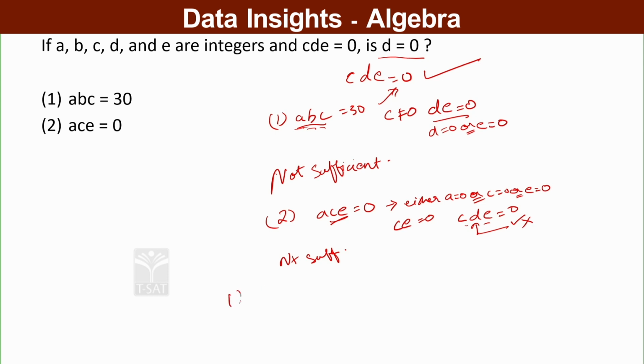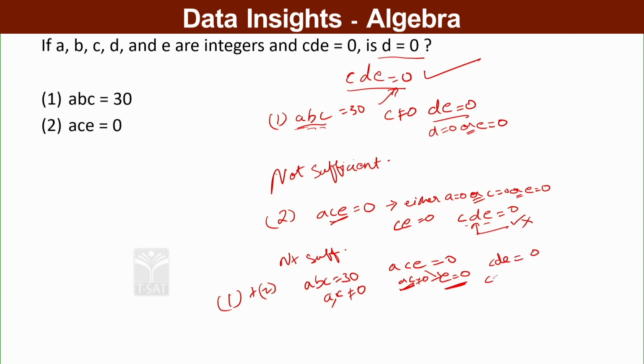Now let's see statement 1 plus statement 2. What does it say? A, B, C is equal to 30. So A and C, A into C is not equal to 0, and it says ACE is equal to 0. Since A into C cannot be equal to 0, then we can surely say that E is equal to 0.